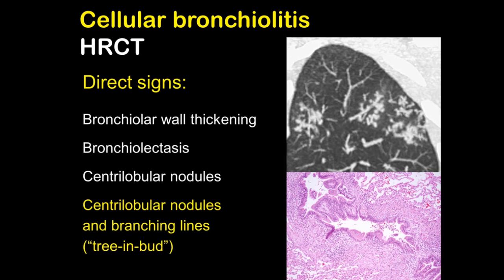Cellular bronchiolitis, as we mentioned before, in high-resolution CT, we can find direct signs that include centrilobular nodules and branching lines in a tree-in-bud pattern. Here we see mainly inflammation within the wall of the bronchiole and also in the lumen. And when we look at the CT, we see the centrilobular nodules resembling a tree-in-bud pattern.